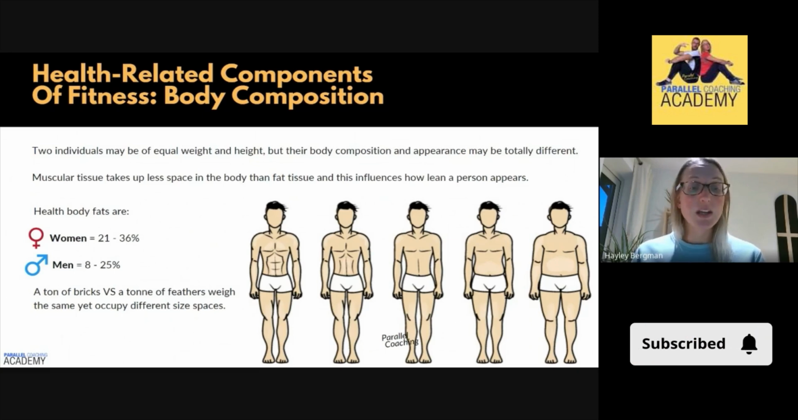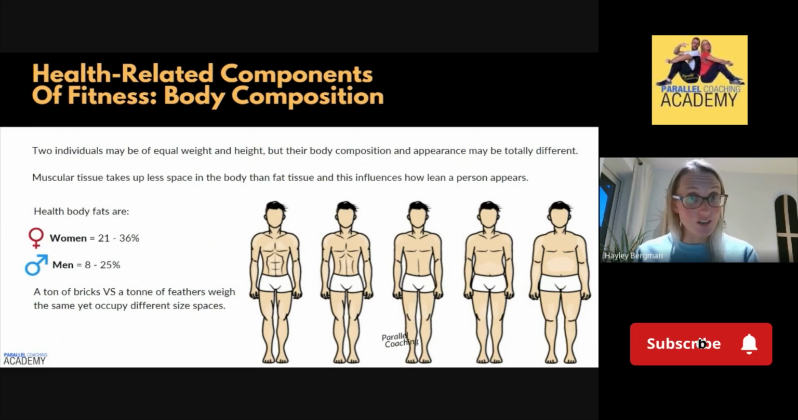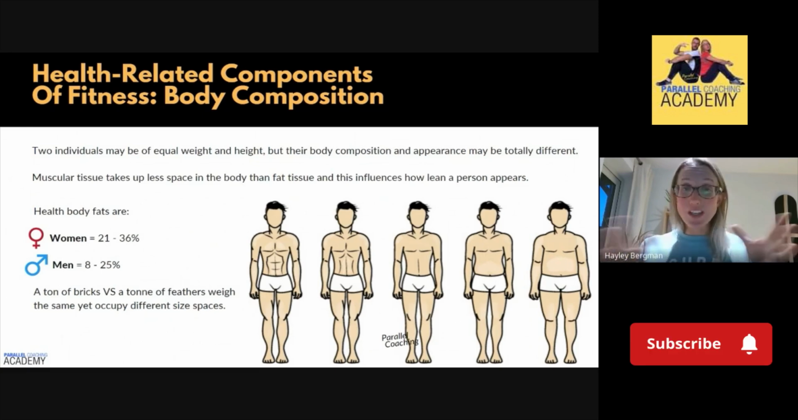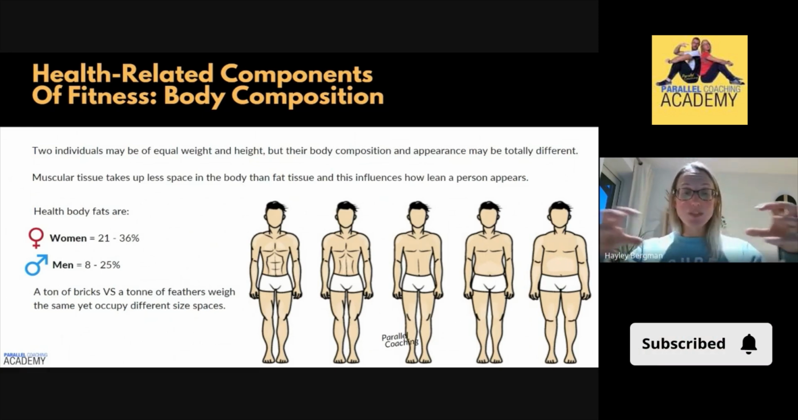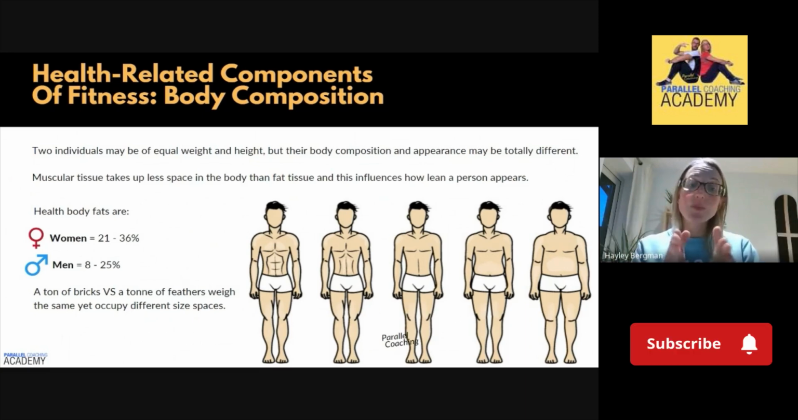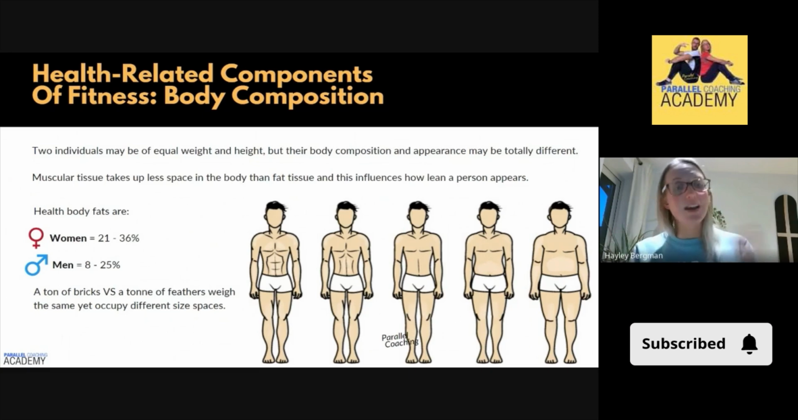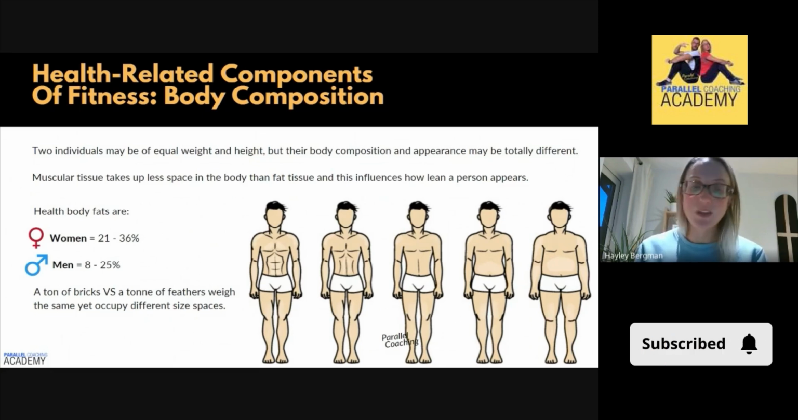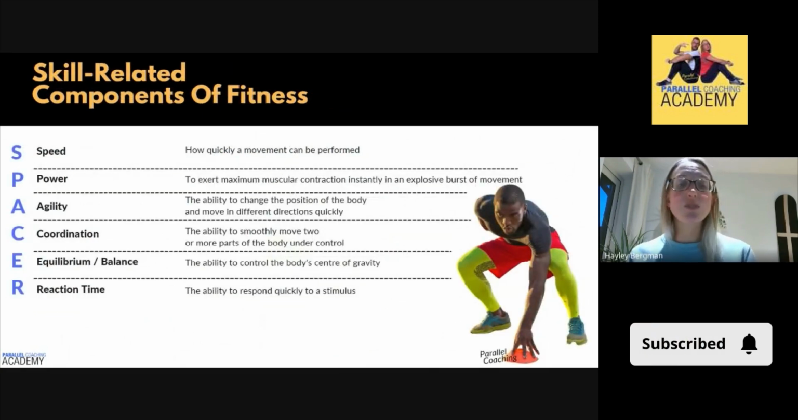Now, a ton of bricks versus a ton of feathers will weigh the same. They're both a ton, but yet occupy different size spaces. And that's really important to remember when you're talking about body composition. Think, you've got things that weigh the same, but they take up different spaces. That's why we might appear smaller when we have more muscle compared to fat for the same weight. So these are types of messages we can be sharing with our clients, but it's also good to understand about body composition.